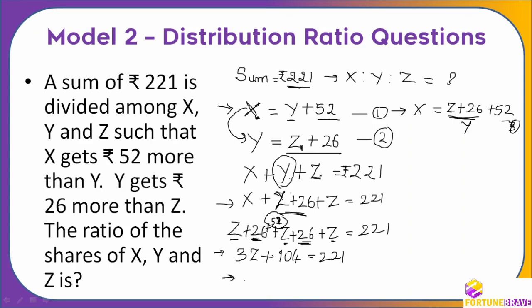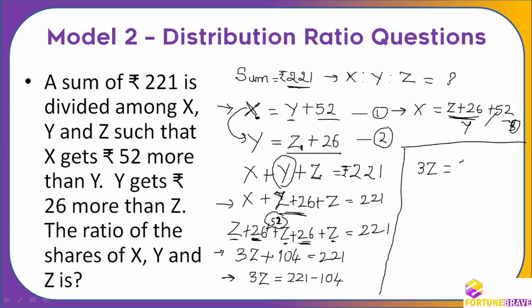We will solve it as we solve equations like 3z. Again 104 I am going to send that side, so it will become what? 221 minus 104. So I'll continue this one here. Okay, if you don't mind me, because this is the space that is available and I want you to have everything on the same place. So 3z is equal to 221 minus 104. So it is equal to 117. 117. So z is equal to now what? 117 by 3.